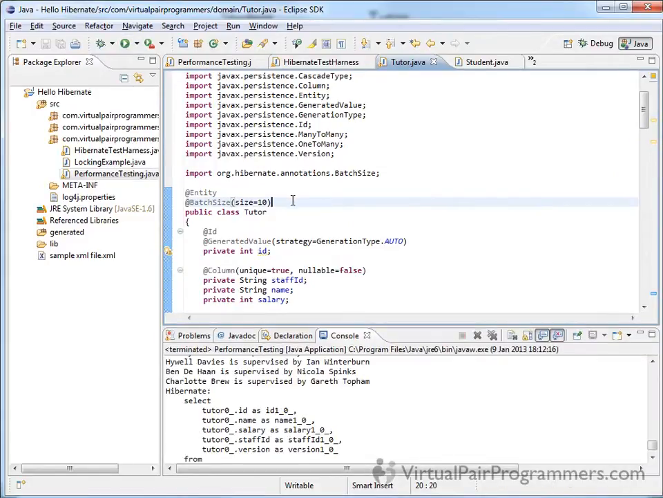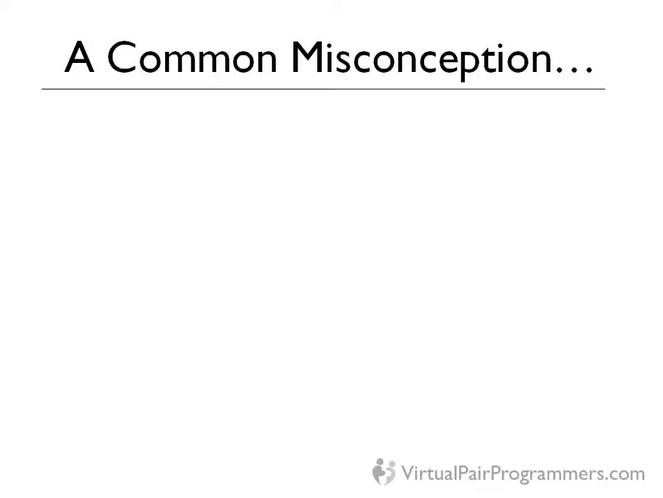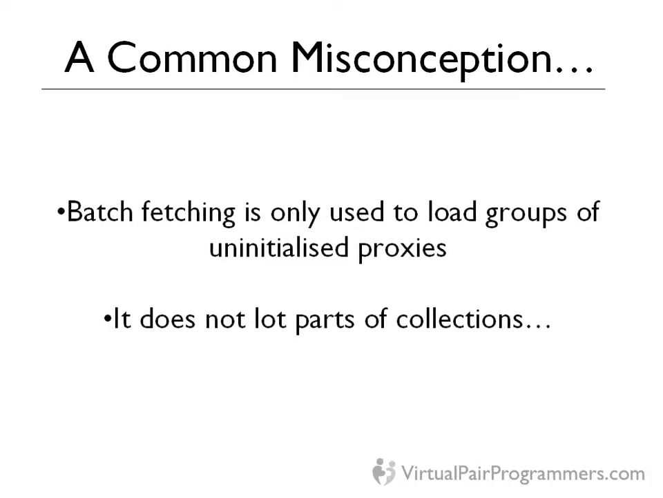Now, it is a bit of an advanced concept. It can take some serious tuning to make it work, but I thought I'd better mention it. In fact, one of the reasons that I've covered batch fetching is because there's quite a common misconception with batch fetching. I want to be clear that batch fetching is only used to load groups of uninitialized proxies, just as we've seen. It cannot be used to load parts of collections.